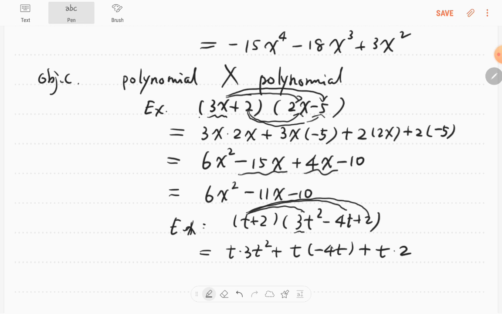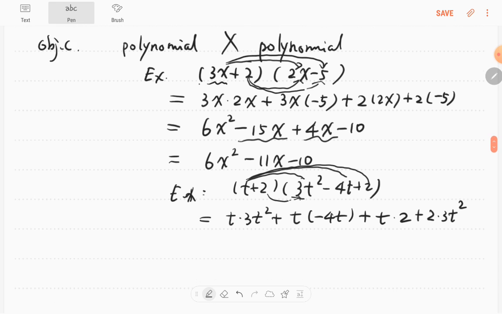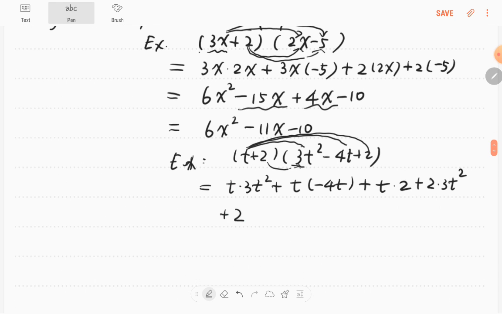But don't stop here. We didn't finish. We still have the second term of the first polynomial. It's 2. So we should continue with 2 times 3t squared, plus 2 times the second term, which is negative 4t. Okay, then the last one, 2 times the last term. After that, we finish all of the distributive rule.